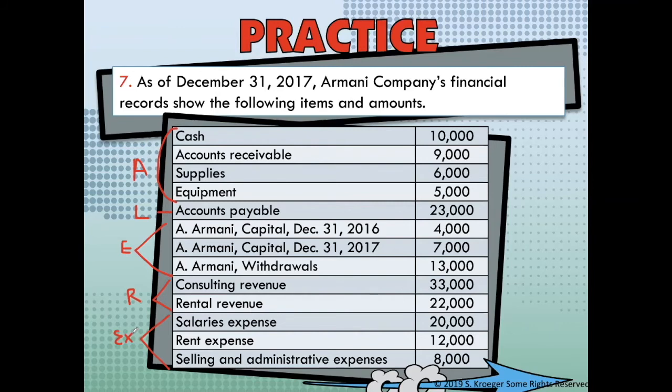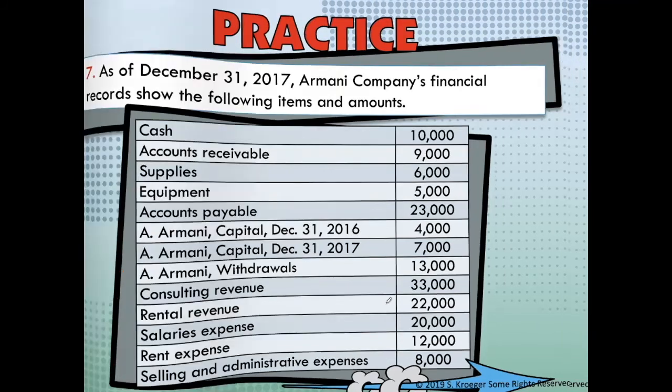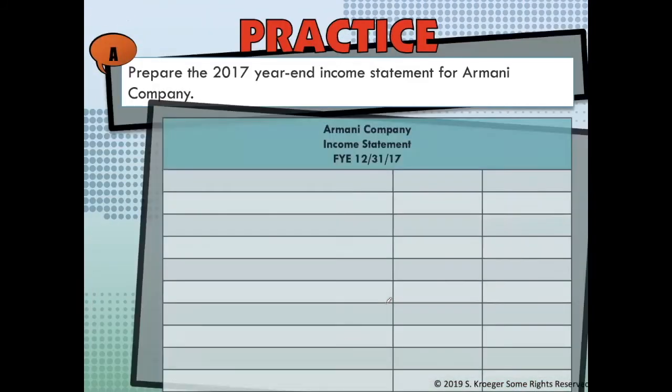The first financial statement is the income statement. That is what you need to prepare in Part A. What accounts go on the income statement? It would be your revenue and your expense accounts. Remember, revenues minus expenses equals net income. From this consulting revenue down, all of these accounts will be listed on the income statement. First, we'll put in the revenues, which is the consulting revenue of $33,000 and the rental revenue of $22,000. Let's put that in.